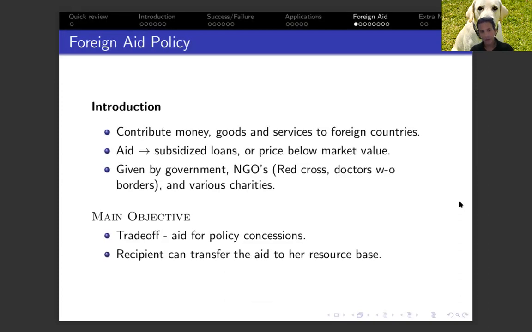The main objective that aid represents is a trade-off. The recipient country will accept this money or services, whatever the aid consists of, and in exchange, it's going to change its existing policy that the country which provides the aid does not accept. That's the idea behind that. And after changing the policy and accepting the aid, whether it is in money or in goods or in services, the recipient country can transfer this aid to its resource base. That's the idea behind foreign aid.